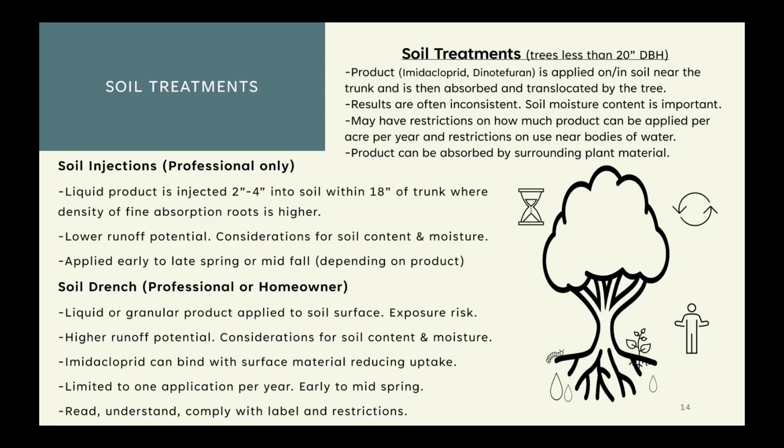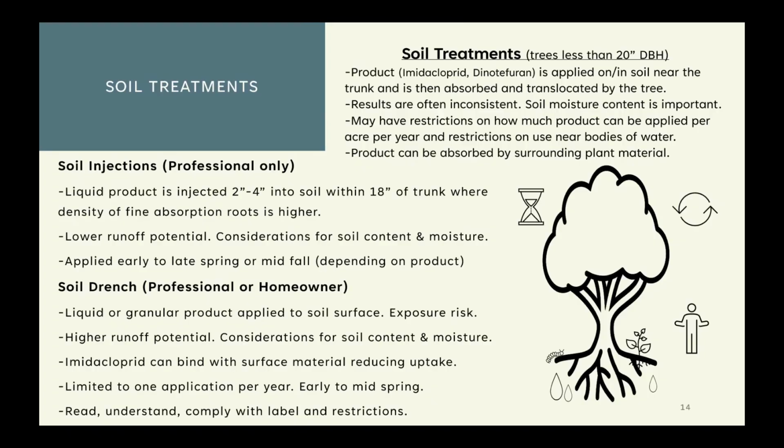The product can be absorbed by surrounding plant material. So if there's other plant material that has a shared root zone with the treated ash tree that gets these soil drenches or injections, it is likely that they too will absorb an insecticide and carry it throughout their tissues and plant parts.